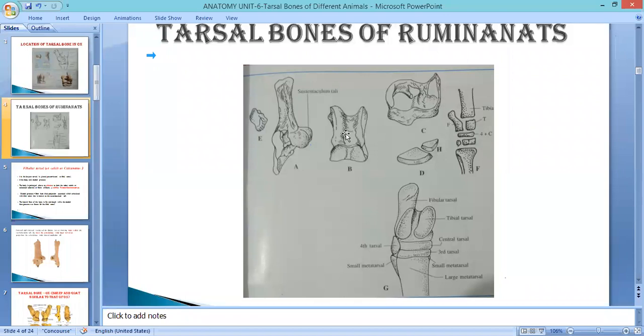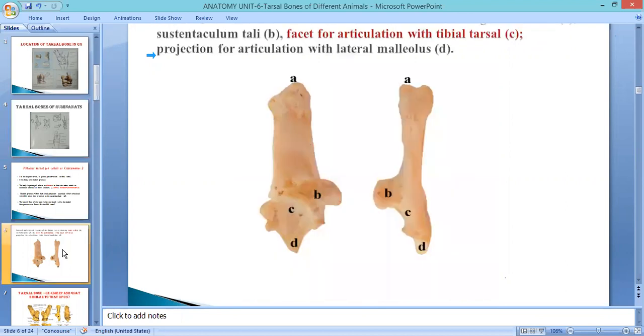So for total description, this bone contains a body, a process, and two surfaces. This is the lateral surface, this is the medial surface. The lateral surface is somewhat smooth and irregular in shape. The medial surface is for the articulation of the tibial tarsal, and here is the tibia bone. Medially it has a process known as sustentaculum tali. So I think this is completed about the fibular tarsal.